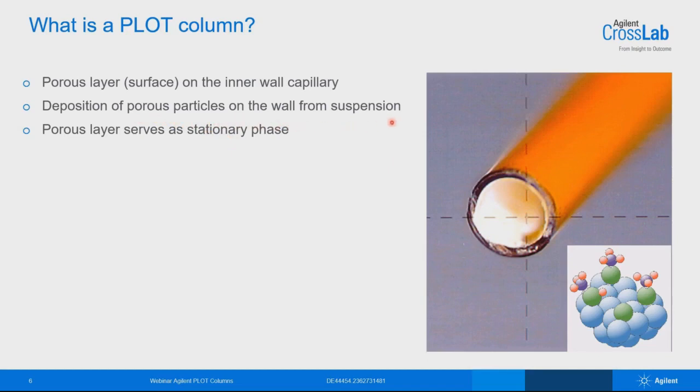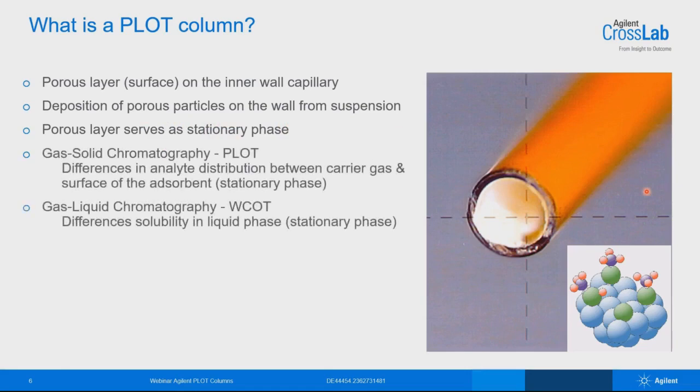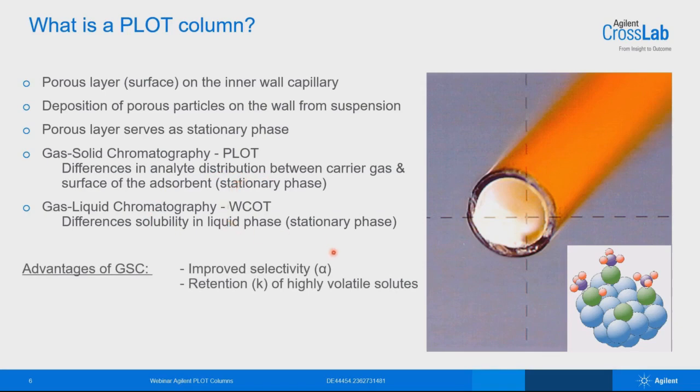The separation on PLOT columns is based on a different interaction mechanism compared to liquid phase columns. For gas-liquid chromatography, it's the difference of solubility of the analytes in the liquid phase that drives the separation. With PLOTs, it is the difference in analyte distribution between carrier gas and the particle adsorbents. It is gas-solid chromatography, and its behavior is different. The advantages of gas-solid chromatography are usually an improved selectivity and an improved retention of highly volatile solutes. Both factors drive the improvement of the separation.